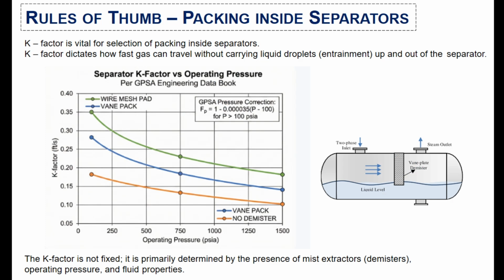But if the operating pressure is on the lower side and the K factor is on the higher side, then the wire mesh demister pad is suitable inside the separator. The K factor is not fixed. It depends upon the process and the process parameters like pressures and the fluid properties.